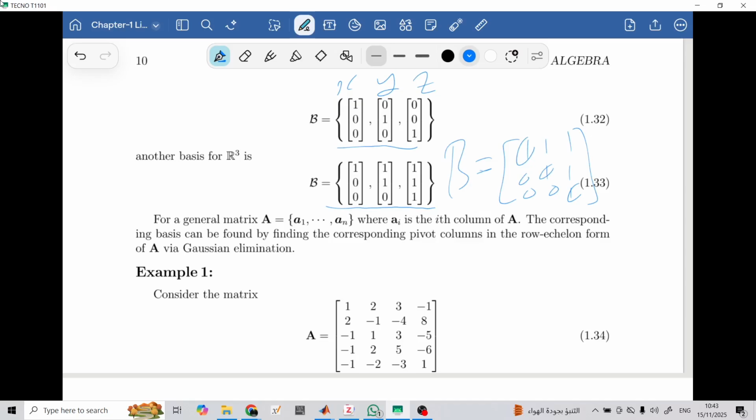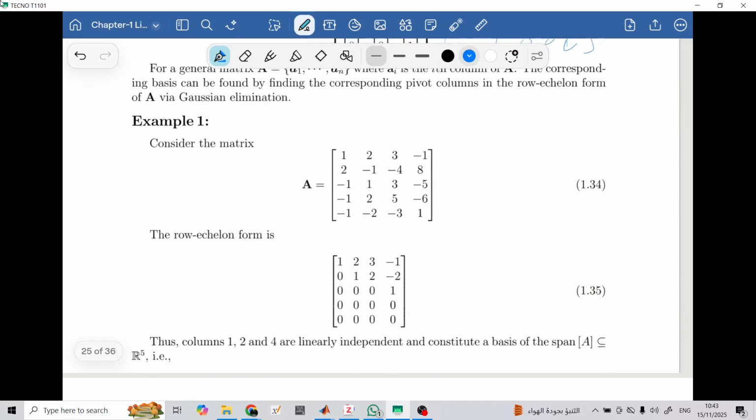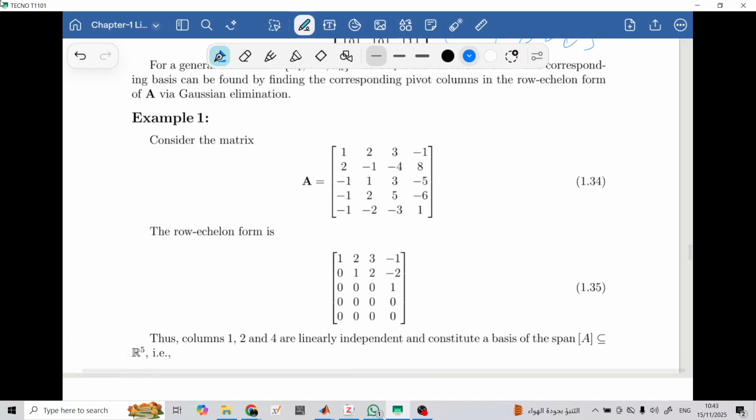Now we have this example here. So A belongs to which space? Let's make it a bit thicker. A here belongs to which space?